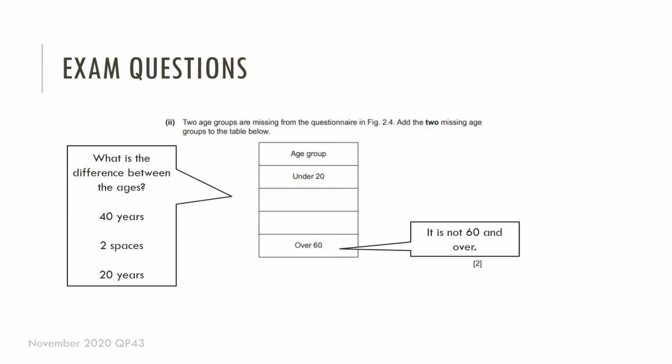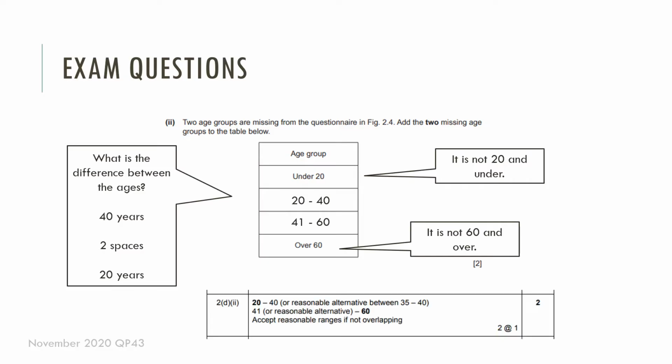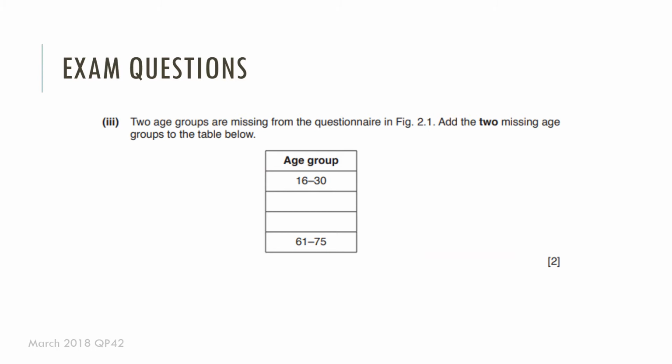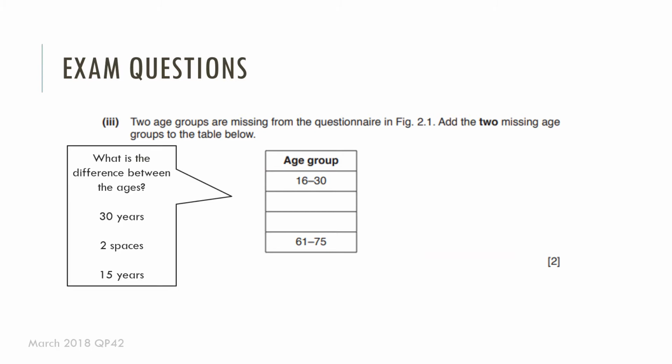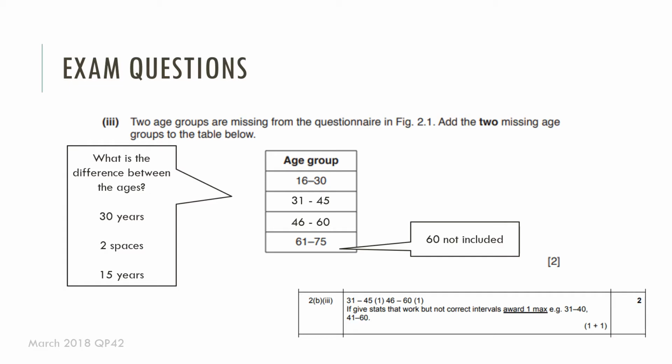It doesn't say 60 and over, and it doesn't say 20 and under, so the first number and the last number are going to be 20 and 60. So I'm going to write something like this: 20 to 40, 41 to 60. If we continue, we've got the same again. We've got a difference of 30 years, 2 spaces, 15 years for each, 60 not included, so I can do 31 to 45, 46 to 60. Remember, if anyone's got the age of 45, they have one clear category. And the answers are there for you.